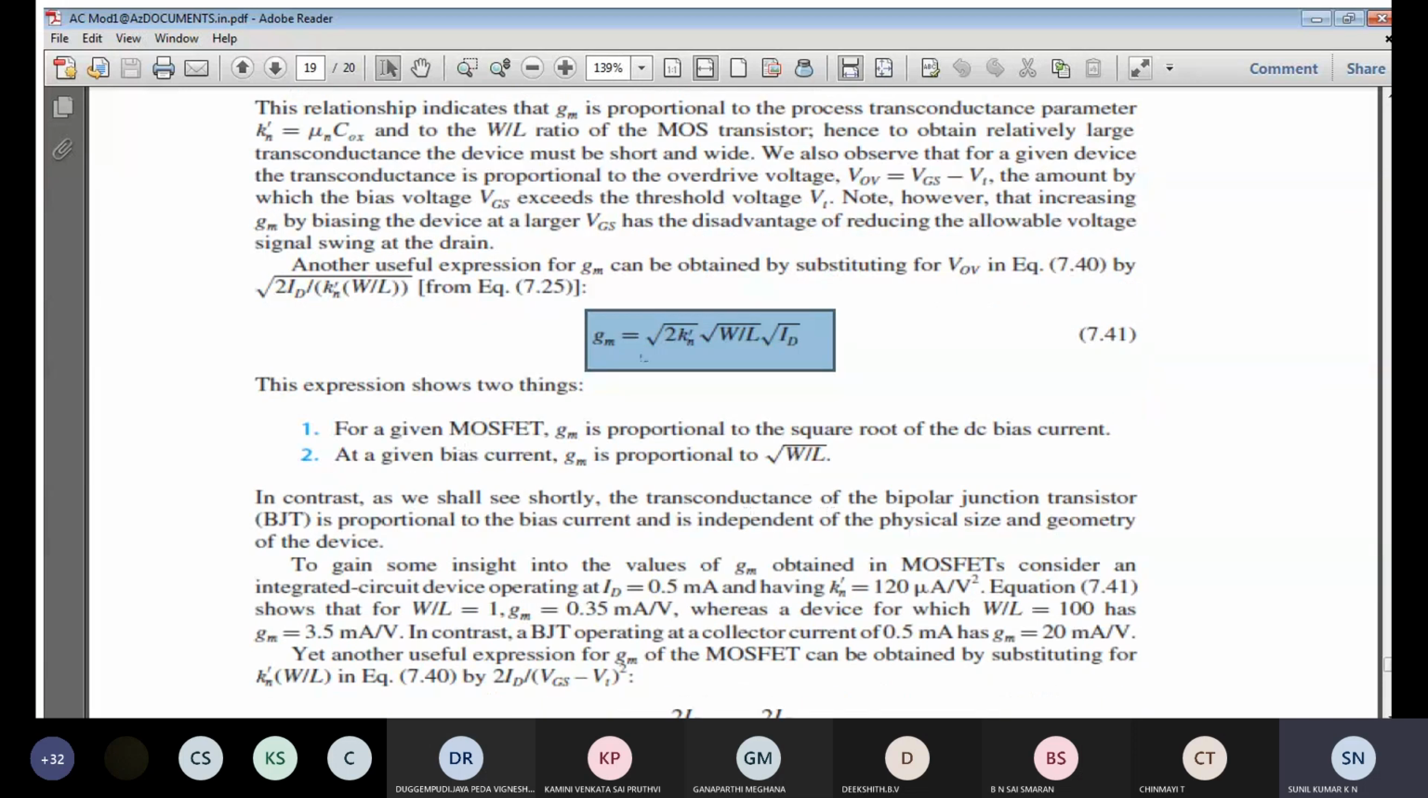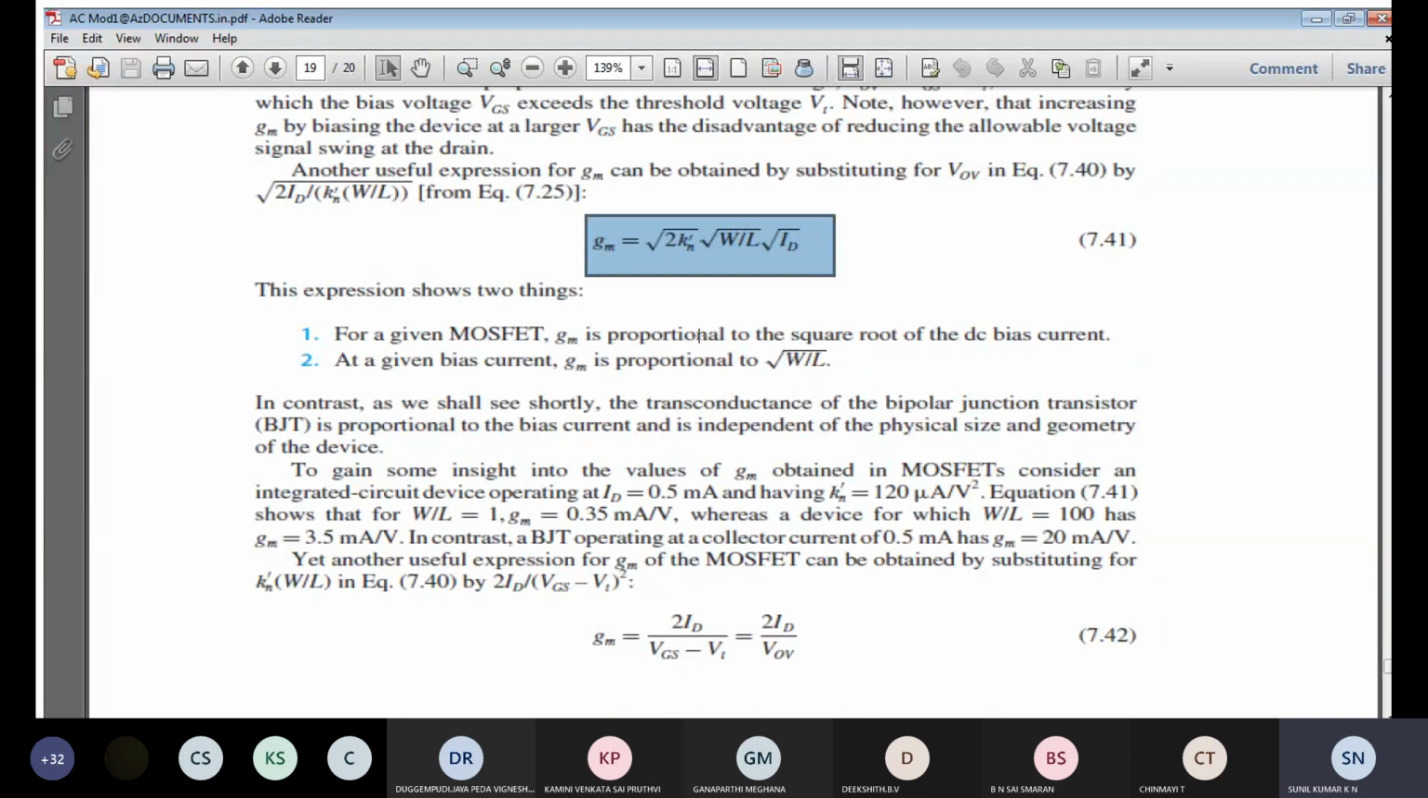From this expression we can also say that for a given MOSFET, the transconductance is proportional to the square root of the DC bias current, ID, as well as the square root of the W by L ratio. So it is directly proportional to the square root of the width and length ratio. We'll shortly discuss the transconductance of the bipolar junction transistor, which is proportional to bias current.